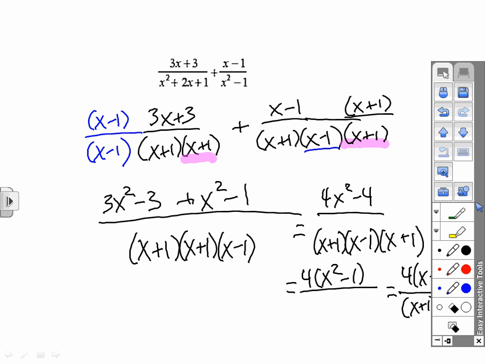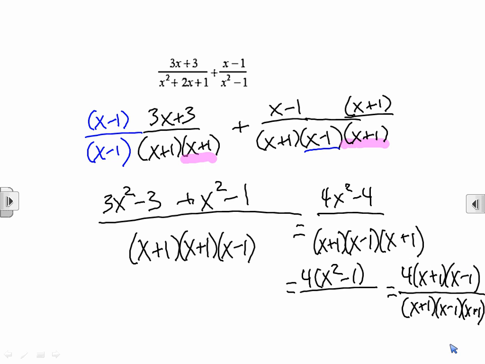Whew, okay. So what reduces to 1? x plus 1, x plus 1, x minus 1, x minus 1. So what do I end up with? 4 over x plus 1. Just what I got in the other one. It just took way more work. So think smarter, not harder.